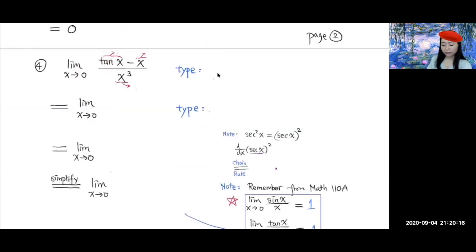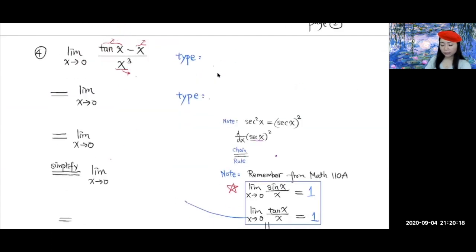Number 4. Over here, we try to find this limit. Now let's see what type it is. We're like a doctor. We try to diagnose: is it necessary to use L'Hopital's rule or not? Do we need to go to the hospital? So let's first take the temperature. Let's diagnose what type that is.